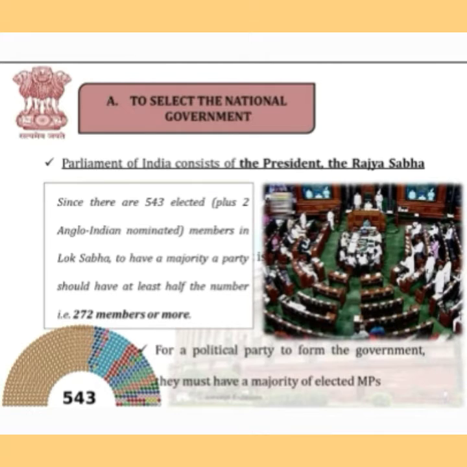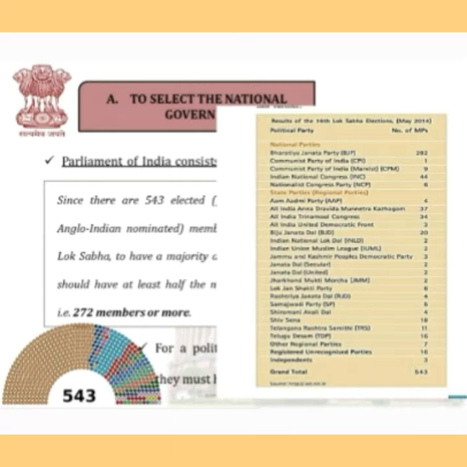So for a political party to form the government, they must have a majority of elected MPs. Look at this table, children. These are the results of the Lok Sabha elections in May 2014. The majority of the seats were won by the Bharatiya Janata Party, that is BJP. BJP has won nearly 282 seats. That is why Narendra Modi has become the Prime Minister of India. Now, BJP is the ruling party, in 2014 as well as now.